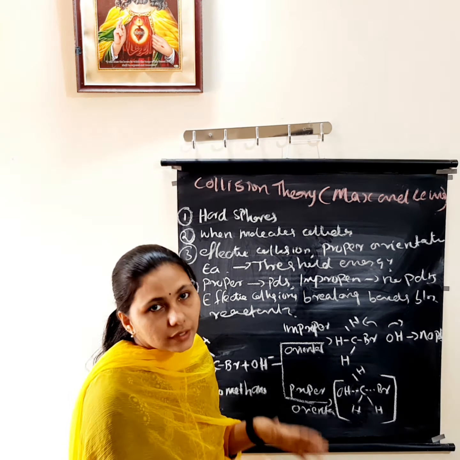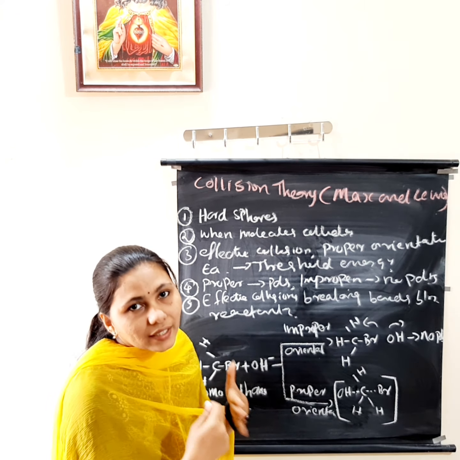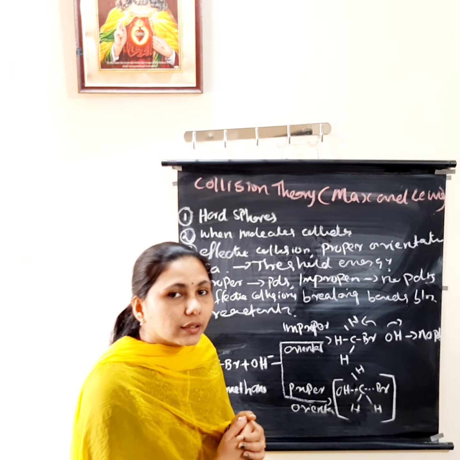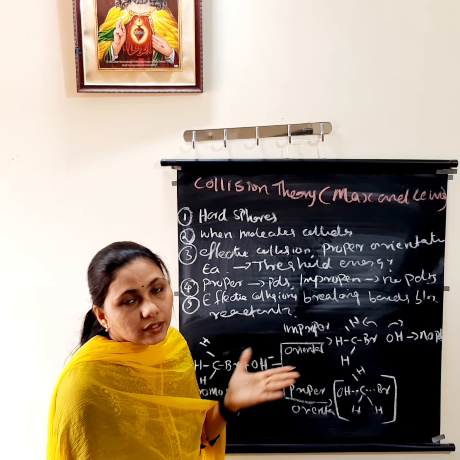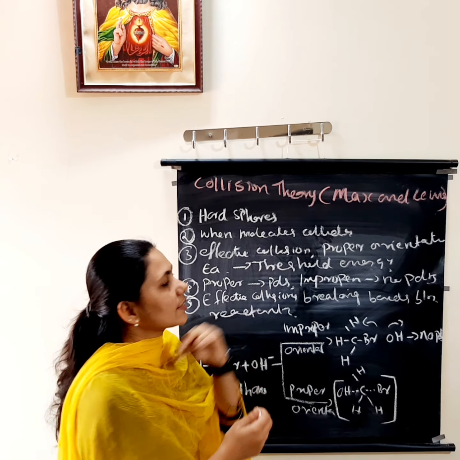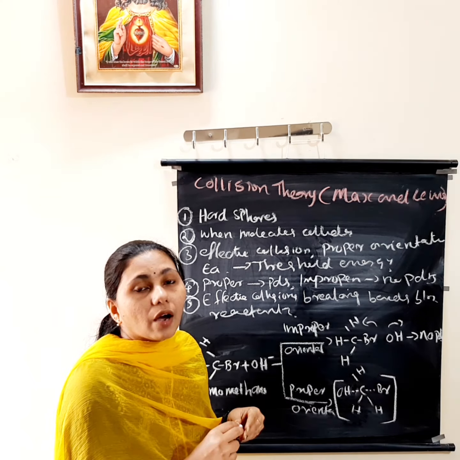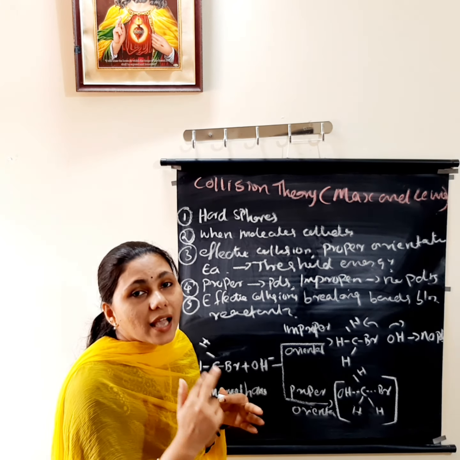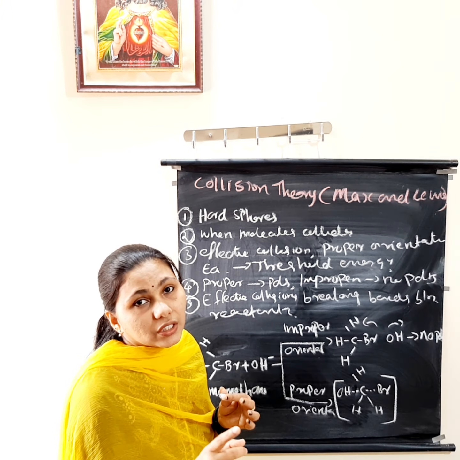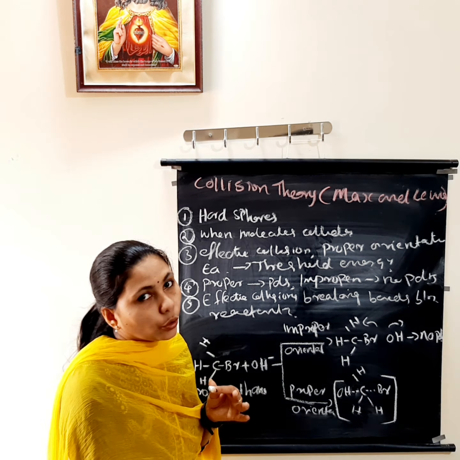Then second, the reaction occurs when the molecules undergo collision, or when the molecules collide with each other. Then only what will happen? The reacting molecules are considered as hard spheres, and the reaction occurs when the reacting molecules collide with each other. That is the second postulate. For effective collision, the molecules should have a proper orientation and a minimum amount of energy, that is, a minimum amount of activation energy, which is known as threshold energy.